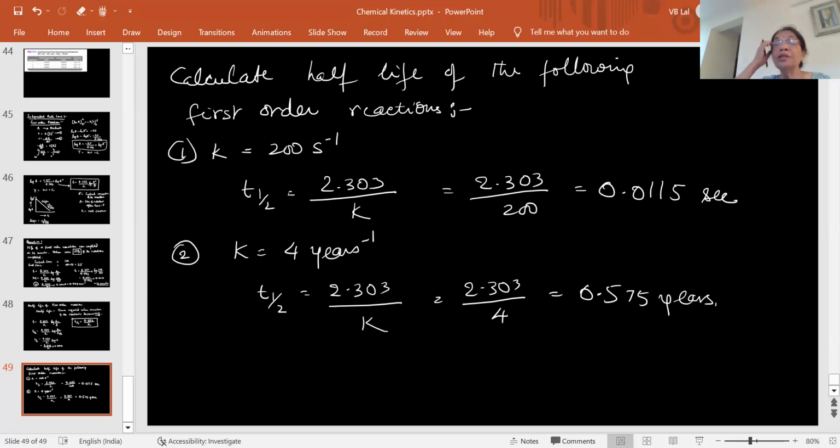So, you know, all this radioactive decay and all, they follow first order reaction. In Hiroshima and Nagasaki, the nuclear bomb was dropped in 1948. But even now, there is some remnants of the radioactivity still there. So, why is it so?